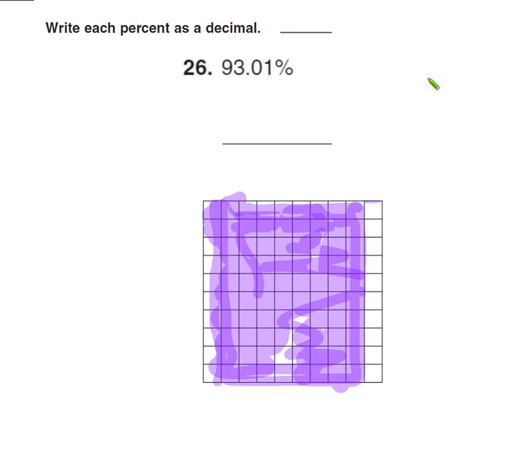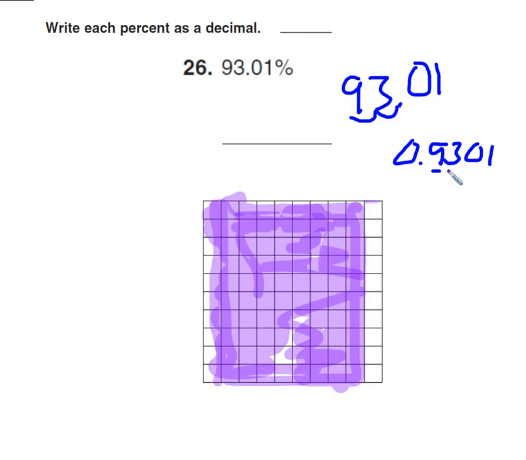To write that as a decimal, you just move the decimal 2 places to the left. So 93 1/100th of a percent is 0.9301. So that's tenths, hundredths, thousandths, 10 thousandths. So it's 9,301 10,000ths. Okay? So good luck, and that's our introduction to percent.